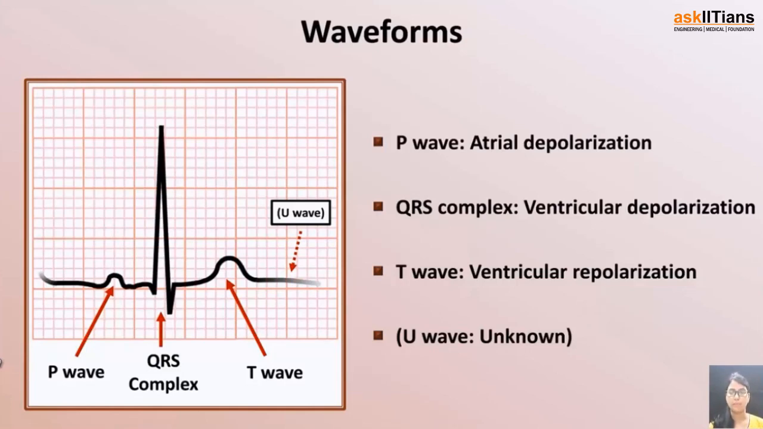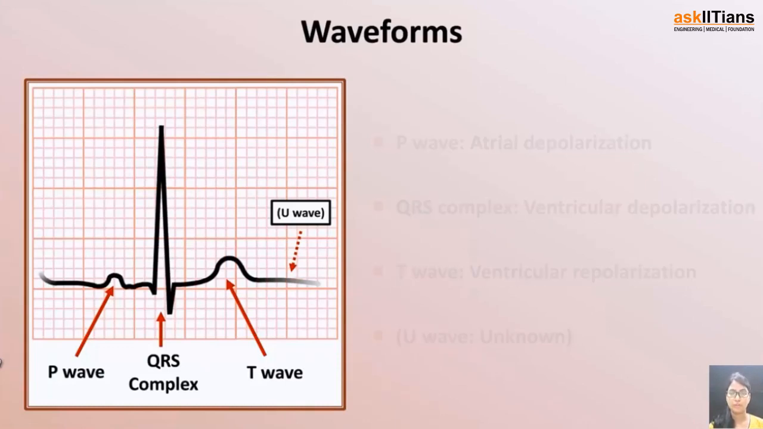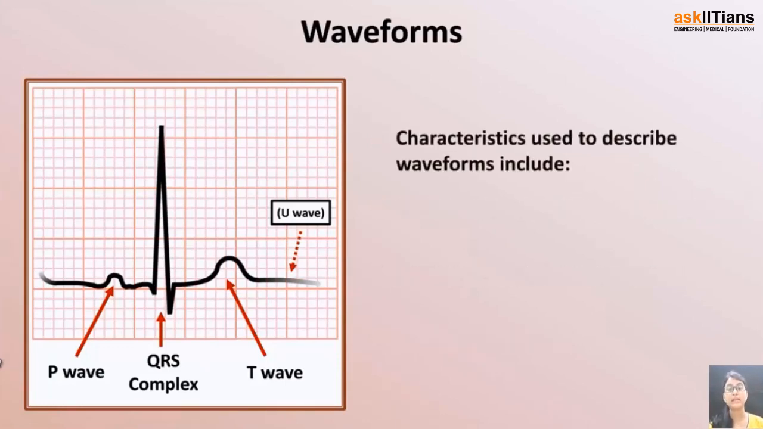Okay, now we are moving on to the next part, that is characteristics which are used to describe waveforms. First is duration. Example, an unusually long P wave may be a sign of left atrial enlargement, or an unusually long QRS complex may be a sign of conduction block.